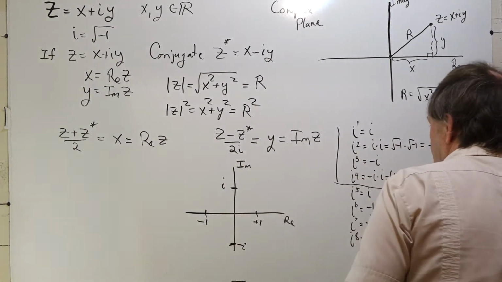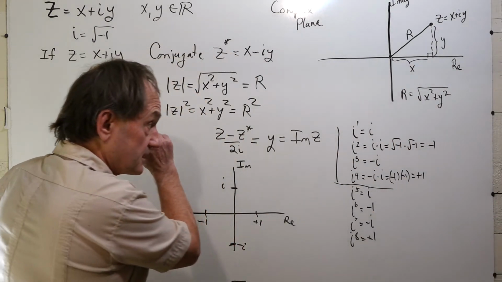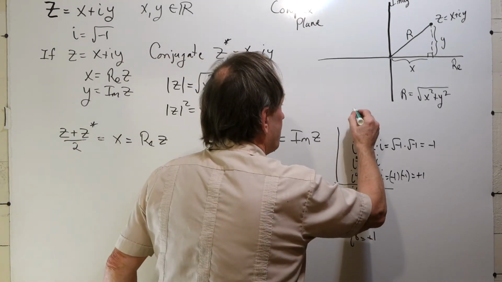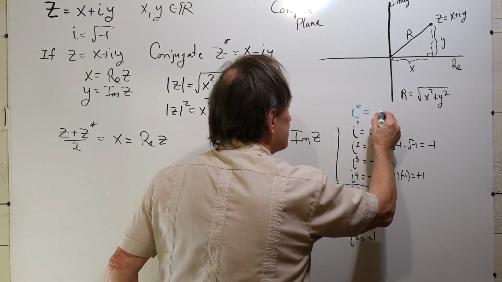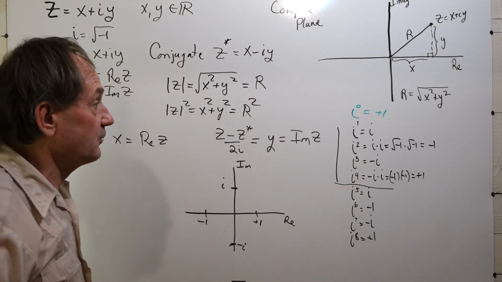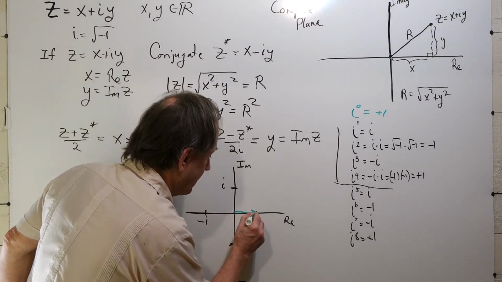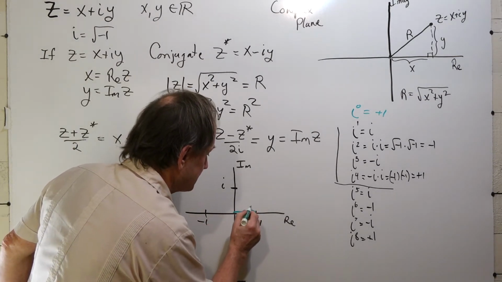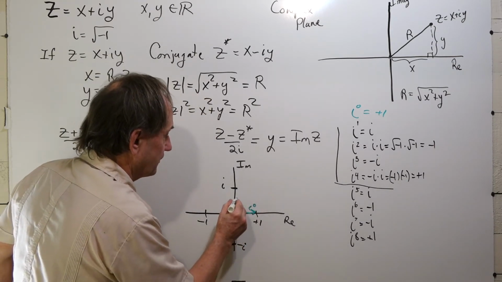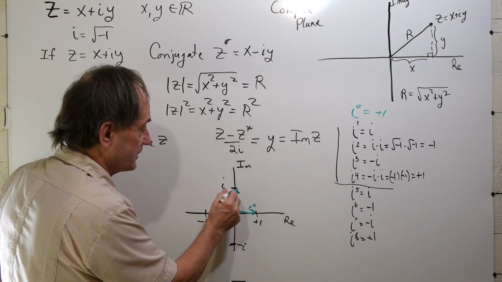Now, if we look at what happens, let's put i to the 0 power, which is just plus 1. Anything to the 0 power, even in complex arithmetic, is plus 1. So i to the 0 power is just plus 1. Now, i to the 1st power is this vector that goes from the origin to the point i.